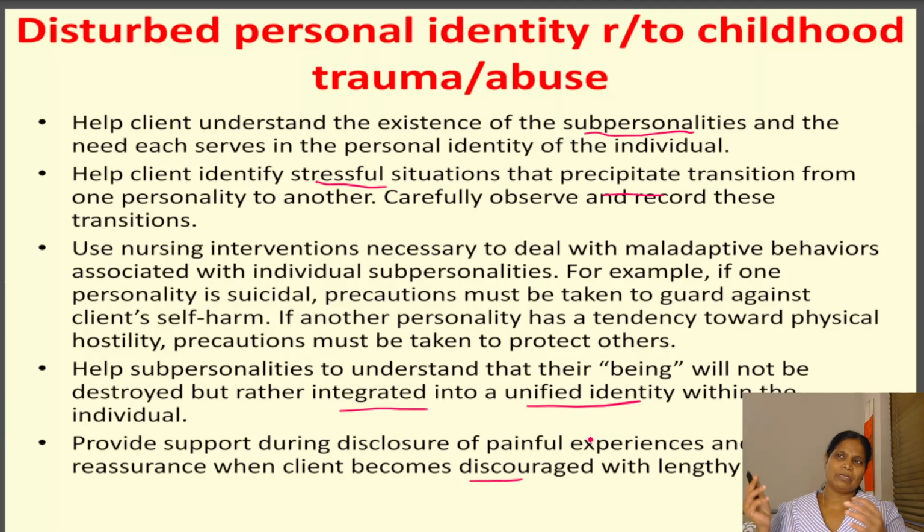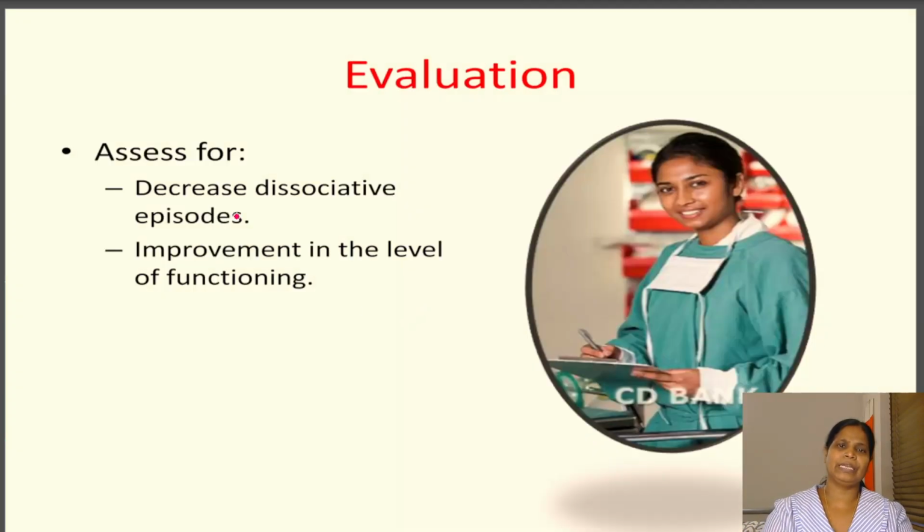So I hope you have understood the different nursing interventions we need to do based upon the different nursing diagnoses for dissociative or conversion disorders. Coming to the evaluation part, we assess for degrees of dissociative episodes, improvement in the level of functioning, and social functioning, and see that they are able to cope with the situation and utilize support systems. We need to assess whether their anxiety has been reduced, and they are able to cope with daily living activities. All this needs to be evaluated individually.